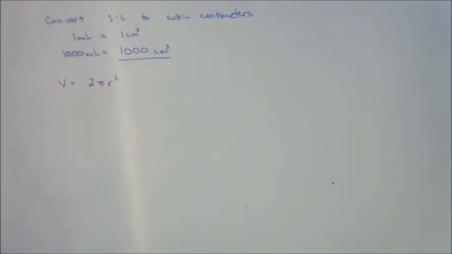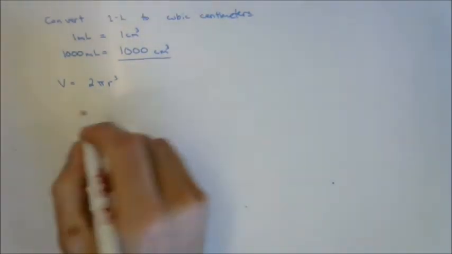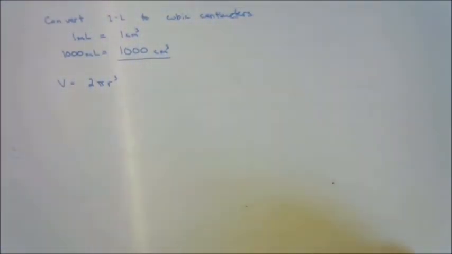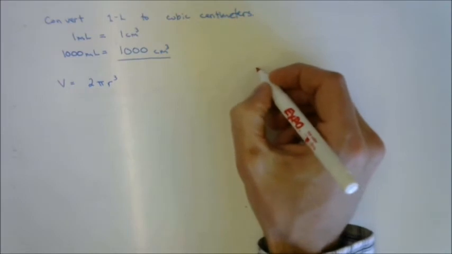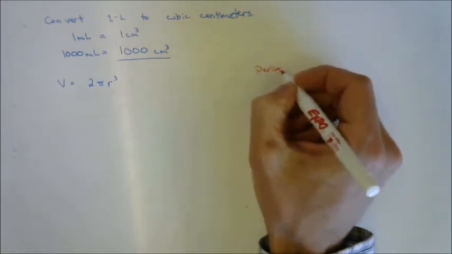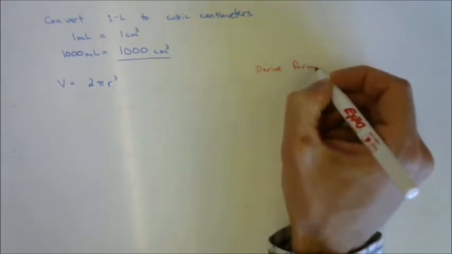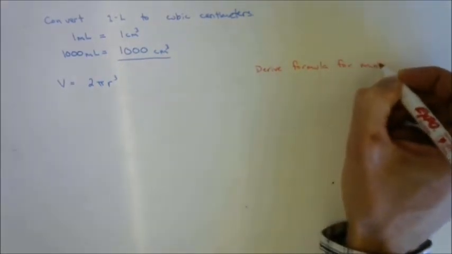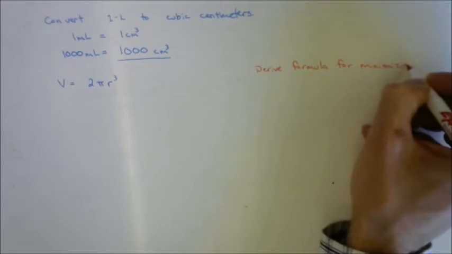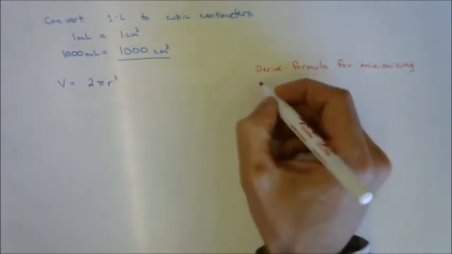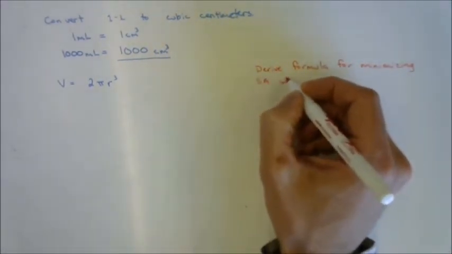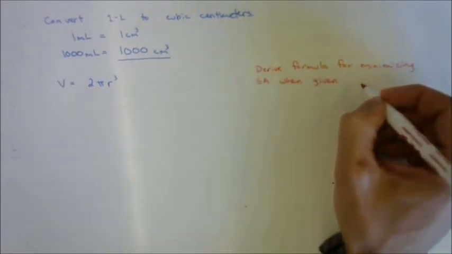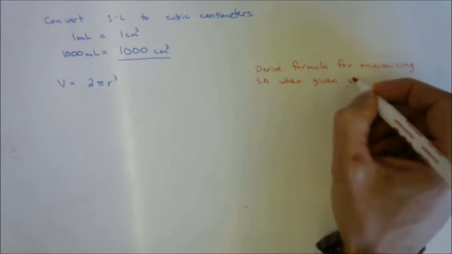Now, since you have some space to the right, do this just on the right. We're going to say derive formula for minimizing surface area when given volume.